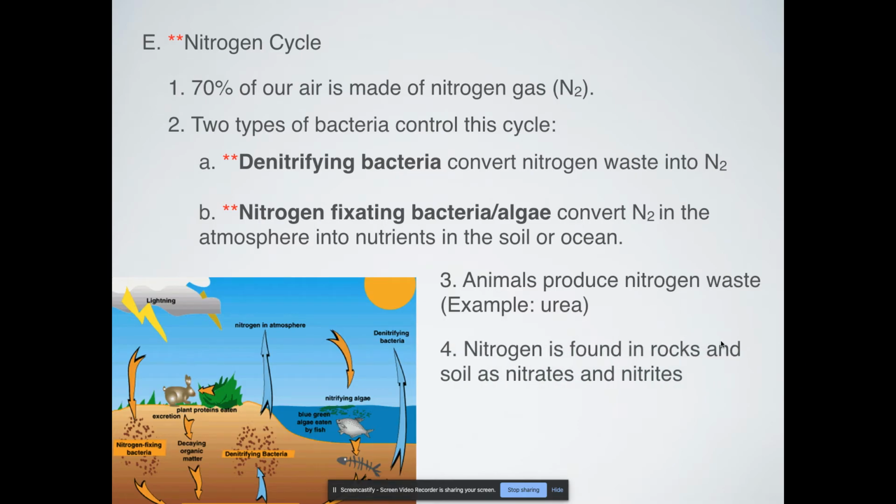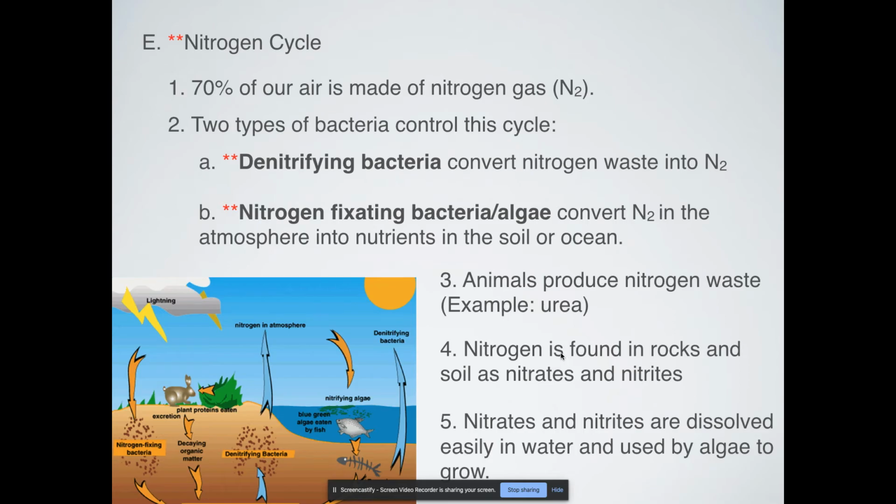Nitrogen is found all over the place, though. So it's not just found in us. It's found in nitrates and nitrites, which are ions that you find in rocks and in the soil. And plants use nitrates and nitrites in their processes. So we get most of our nitrogen from plants or from animals that consume plants. Also, they easily dissolve in water, and they are used by algae to grow, which can also cause some problems called eutrophication, which when we do environmental stuff, we'll talk all about that.